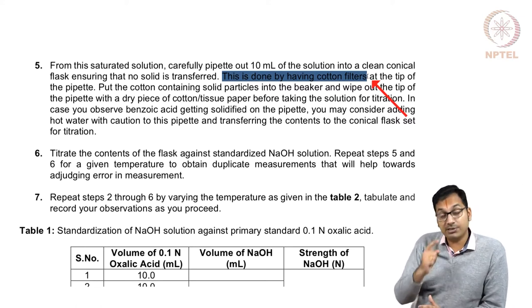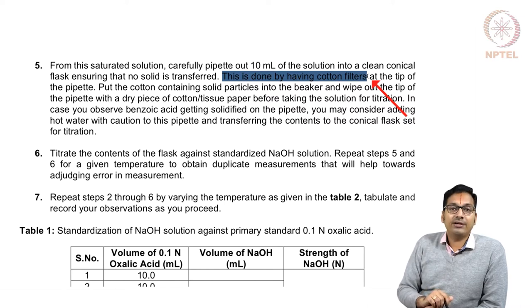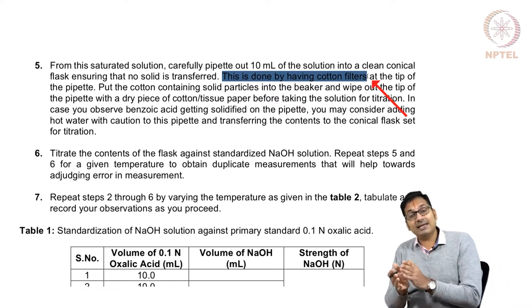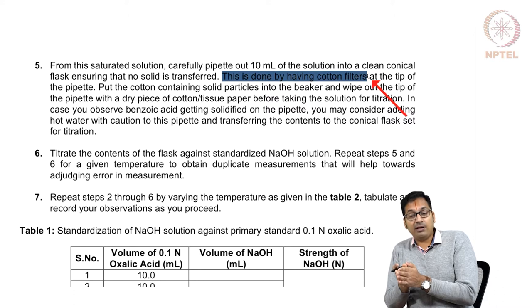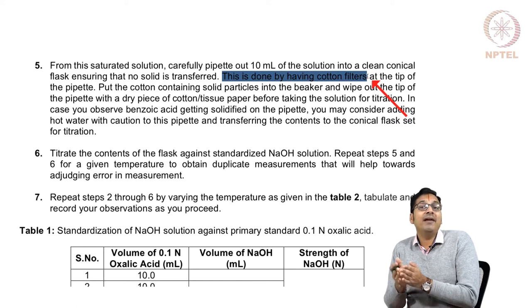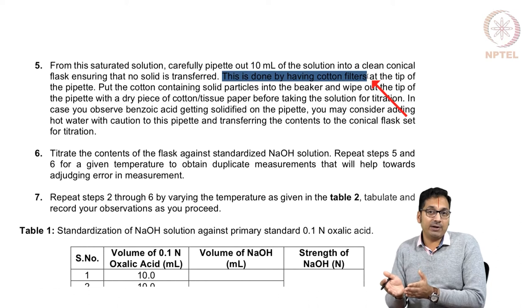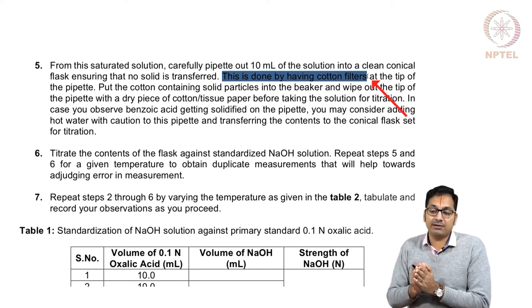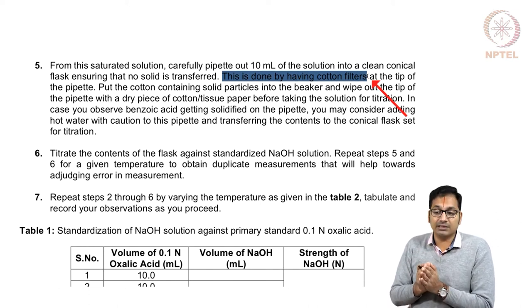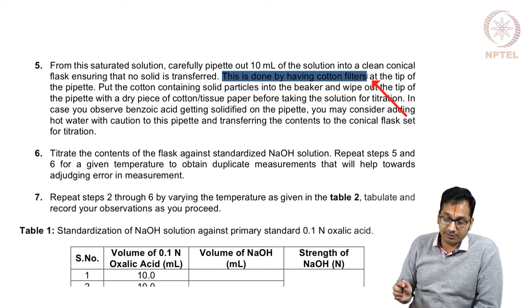Let's say that by mistake you get some solids into it, you're going to introduce some error. In this case, it will be some kind of random error, meaning that if your cotton filter is not working properly, or you didn't use the cotton filter, you might have varying amounts of benzoic acid in different titrations that you perform, which will once again result in a huge error or even a gross error finally. So one has to be very careful about it.